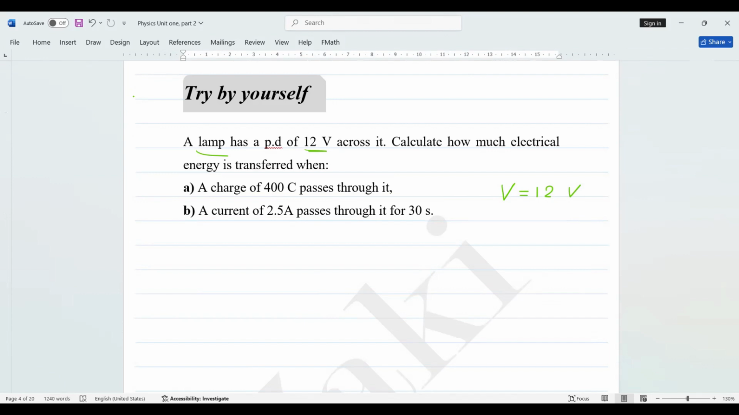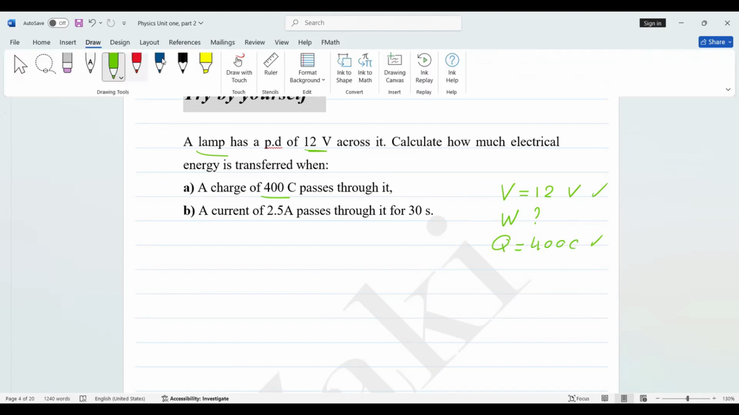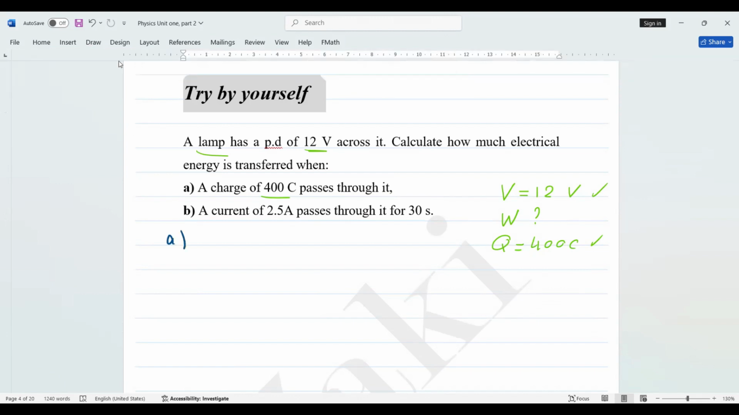Calculate how much electrical energy. Then the required is the energy W, transferred when a charge of 400 coulomb. So this is the first part. Q equals 400 coulomb. We have the voltage and we have the charge, so we can get the energy. So for part A, we use the formula, the energy equals Q multiply by V. Q is the charge in coulomb, 400. V is the potential difference in volt, 12.